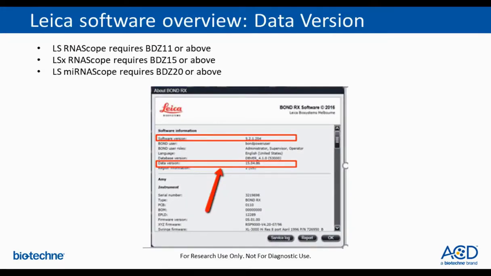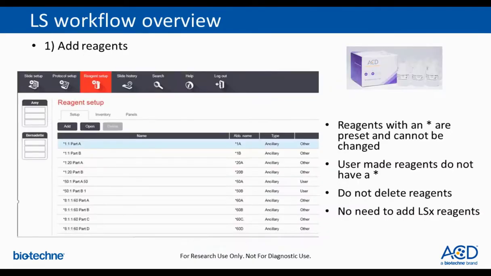There is another important thing in addition to the software version that a user needs to be aware of, and that would be the data version, what we call more simply the BDZ version. LS RNAscope assays require BDZ 11 type of data version. If you wish to run the very user-friendly LSx red and brown chemistry, you need the BDZ version 15 or above. And if you're running our most recent microRNAscope assays, you need the BDZ 20 or above. So when you go to your software, please go to the section where you can look at what type and version of software you have, like you see here on the screen, and look at the data version number and be sure that it's compatible with the RNAscope assay that you want to run.